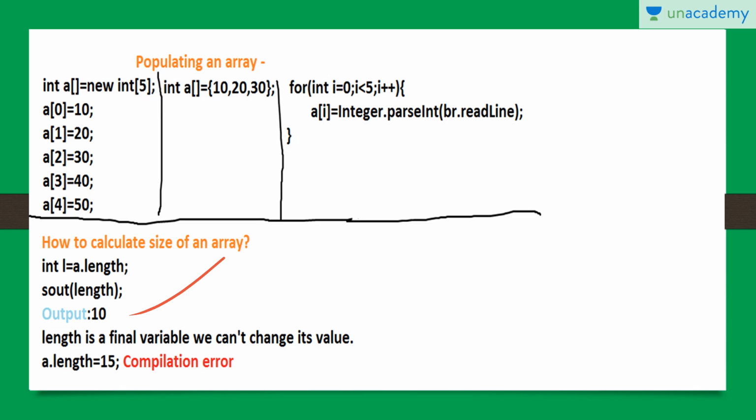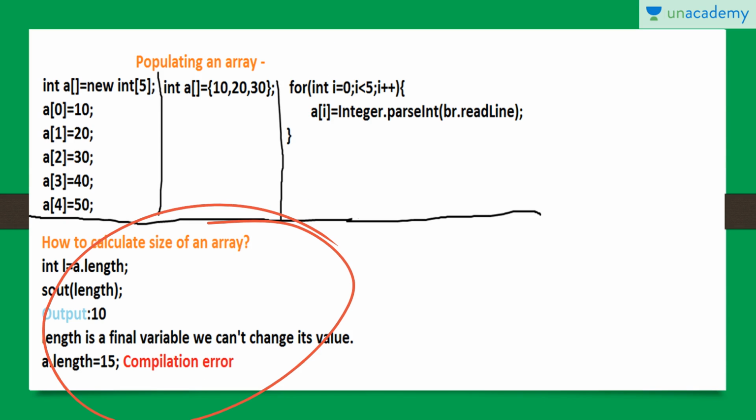But this is a final variable. We can't change the value of this length variable. Length is a final variable. We can't change its value. If we try to write this statement, then it will give us a compilation error. So that is how we can populate an array, and we can calculate the size of an array.